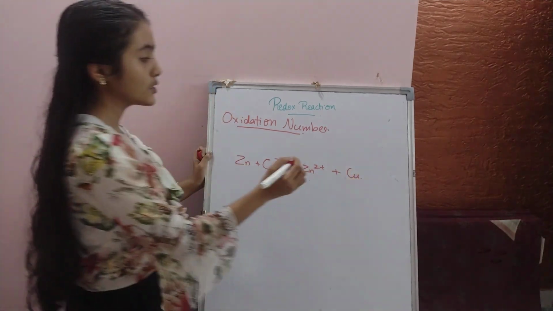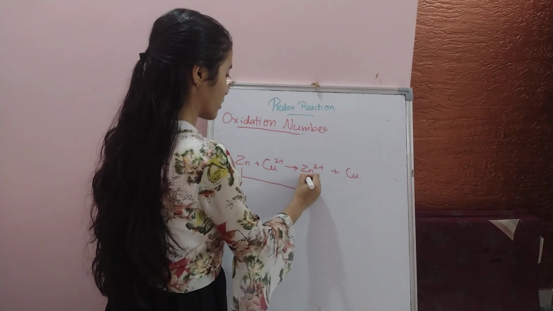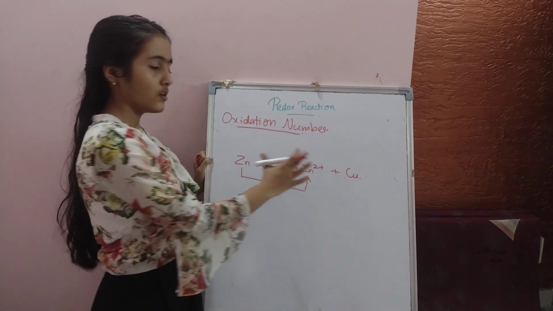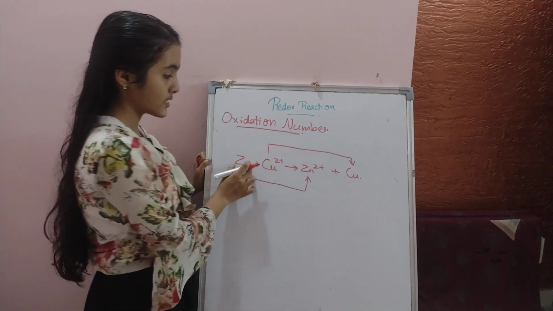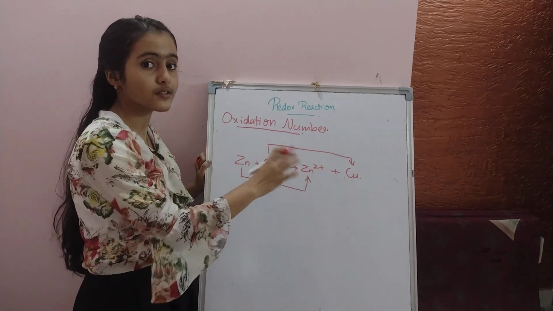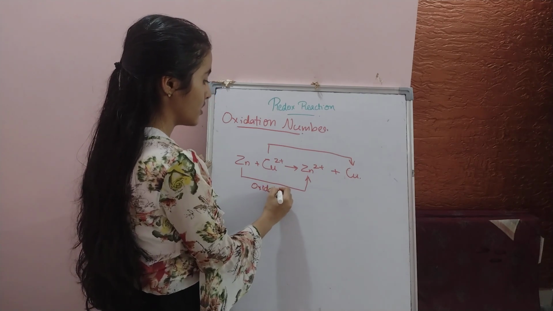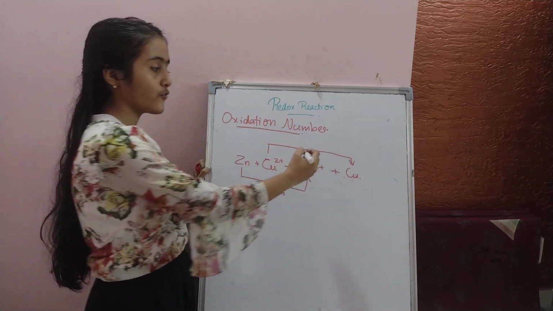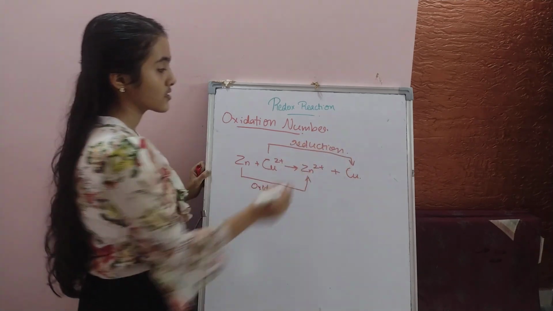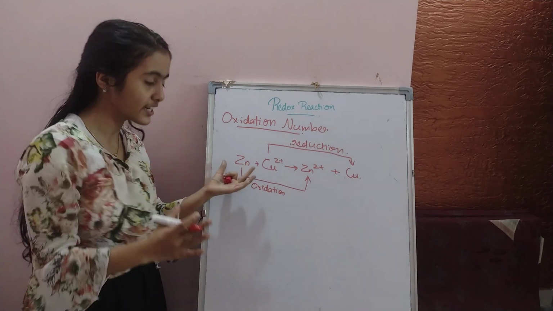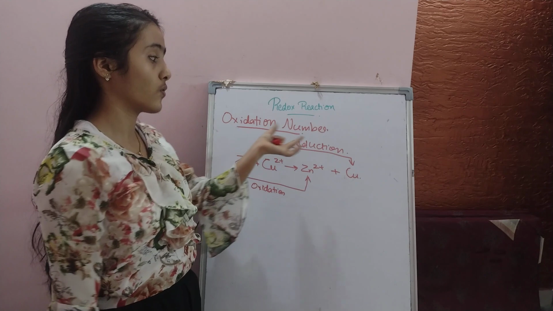Now here, which one is undergoing oxidation? Zn becomes Zn2+, and Cu2+ becomes Cu. Zn becomes Zn2+. What is this? This is loss of electrons, this is oxidation. Cu2+ becomes Cu. This is gain of electrons, this is reduction. So it is clear that zinc is undergoing oxidation and copper is undergoing reduction.